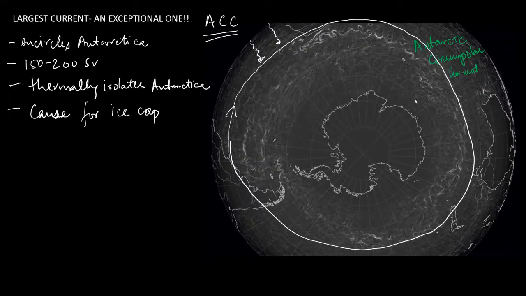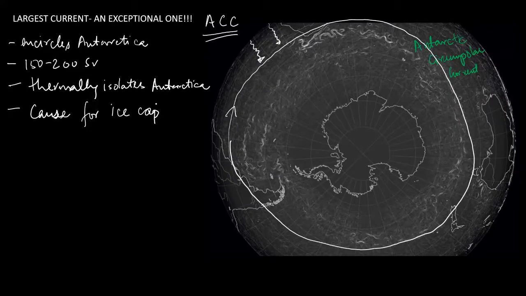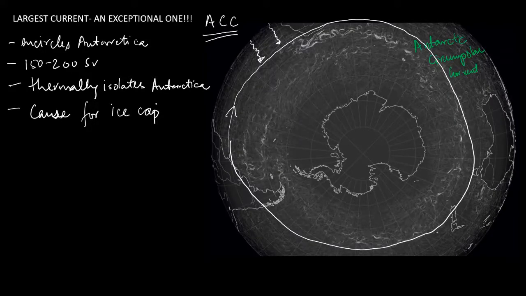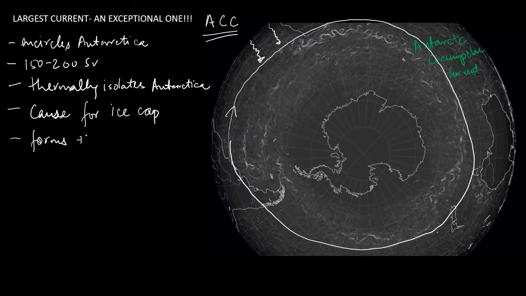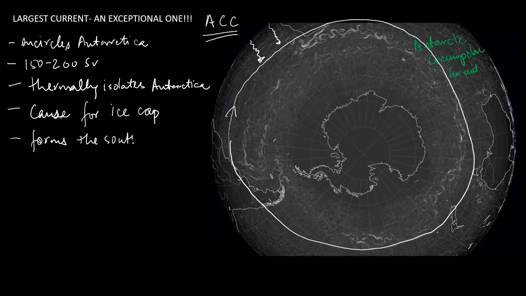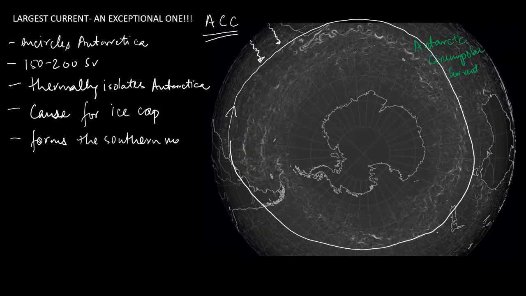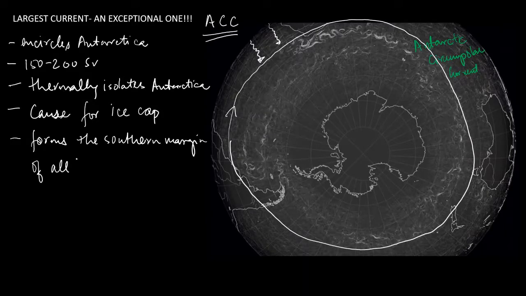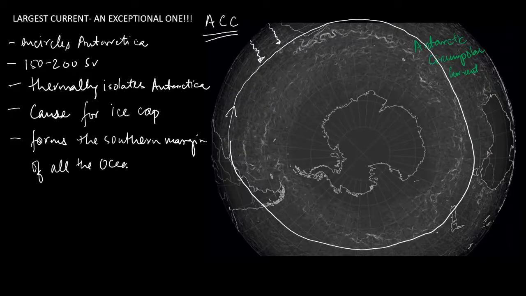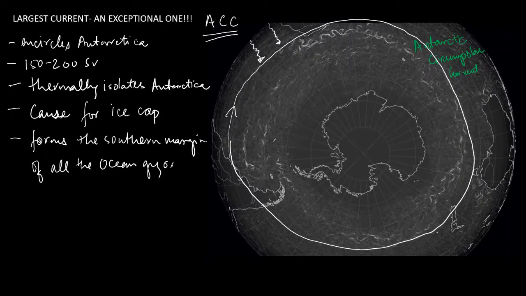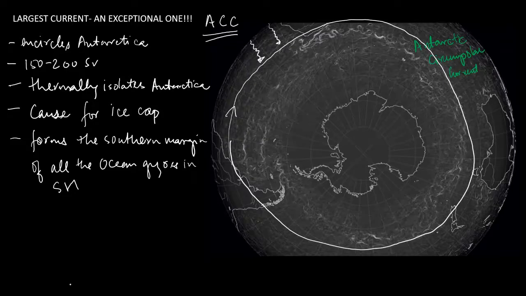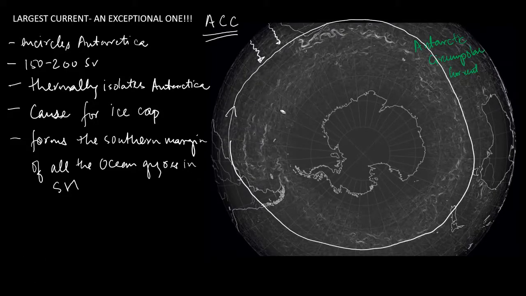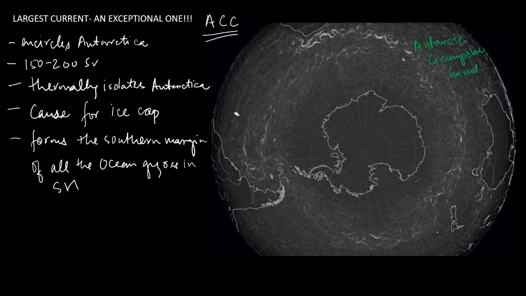It is the largest ocean current, and interestingly, the ACC forms the southern margin of all the ocean gyres in the southern hemisphere. So let me write for you the oceans over here.